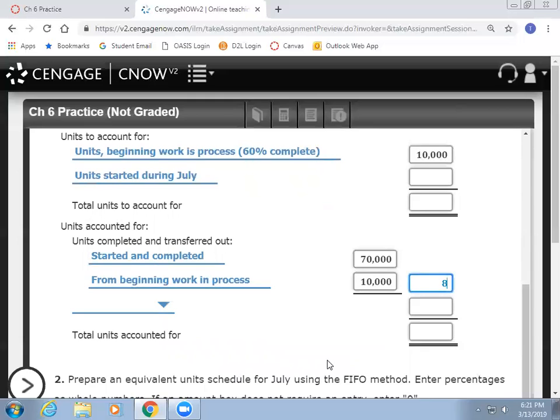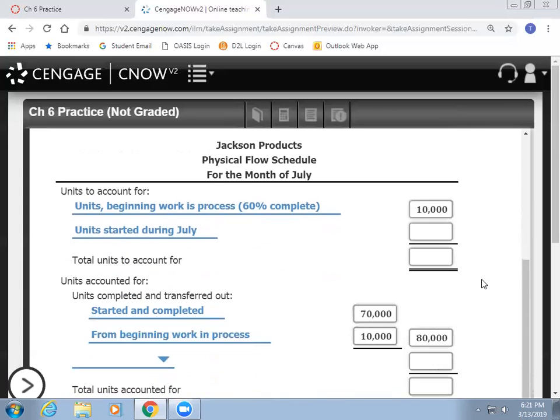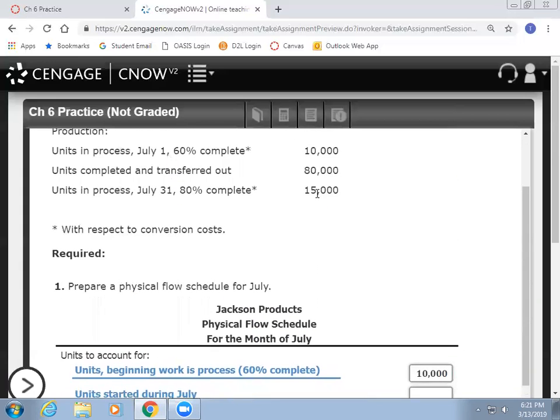Which gets us, again, the 80,000 is what was started and completed. So they gave us the 80,000 and they gave us the 10,000. So you just kind of have to work backwards on this one, and try to make it a little trickier, I guess. And so to figure out what was started in July, we're going to take the 70,000 that were started and completed, and we're going to add in our ending work in process. So that'll tell us the units that we started in July, okay? So we're going to take our started and completed, the 70,000, plus ending work in process of 15,000.